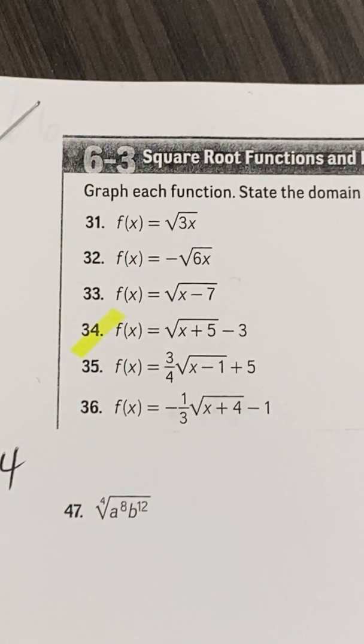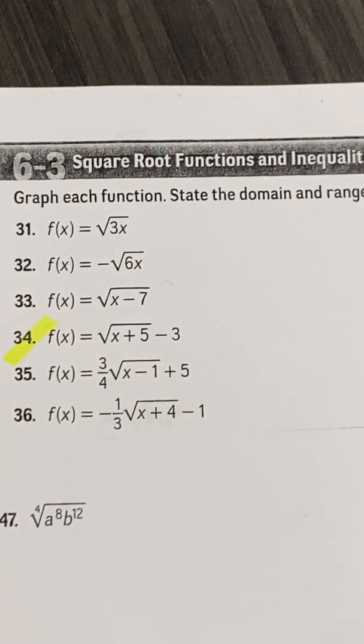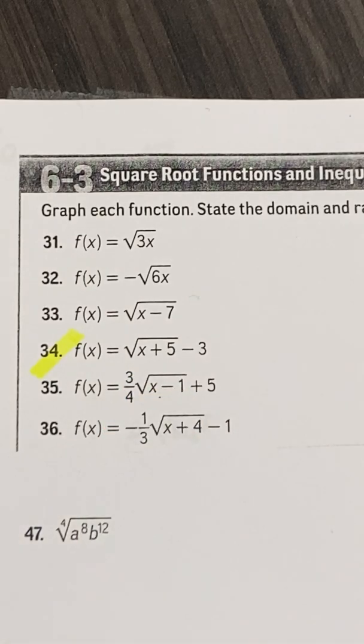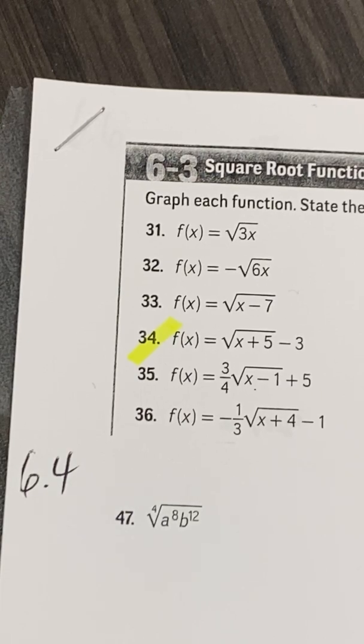The first lesson, 6.3, was about graphing square root functions. Just looking at this equation, what can you tell me about it? It's a transformation. So you go left. It's going to go 5 to the left and 3 what? Down. And that's where the starting point is. Remember, square root functions look like a little dog tail.